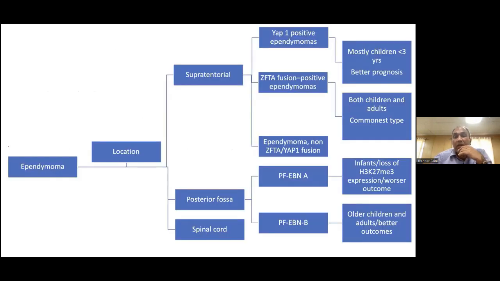ventricular system. They have also been classified based on genetics, because posterior fossa ependymomas are now classified into A and B, as well as supratentorial, based on which kind of mutation is present: YAP1 positive, ZFTA positive, and negative for both ZFTA as well as YAP1, and they have a distinct age distribution.